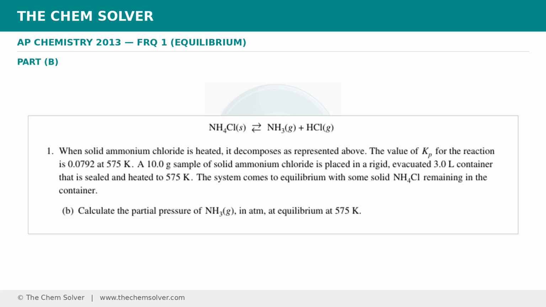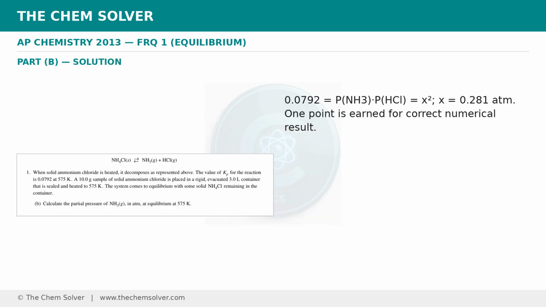Calculate the partial pressure of NH3 in atm at equilibrium at 575 Kelvin. 0.0792 equals P_NH3 times P_HCl equals x squared. x equals 0.281 atmospheres. 1 point is earned for correct numerical result.